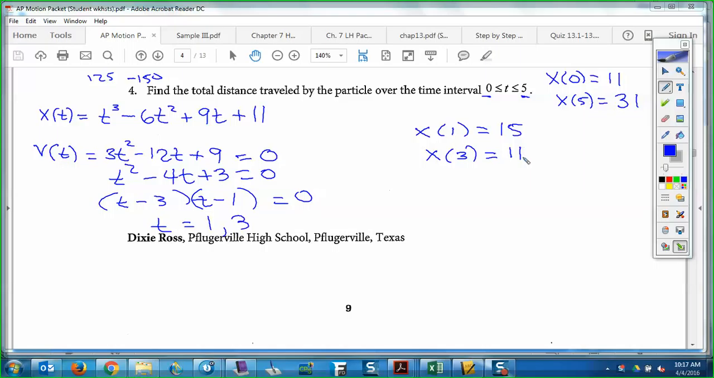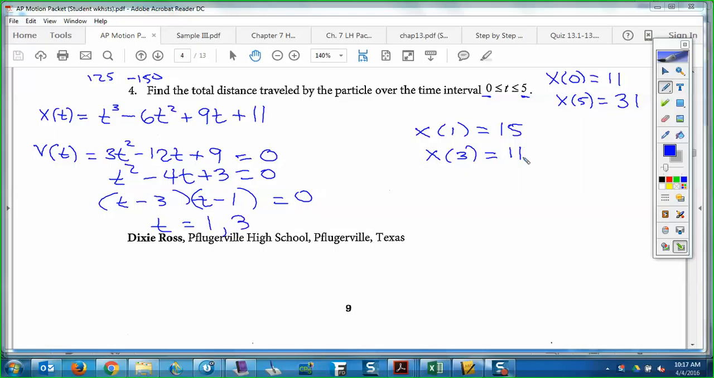So we've got a decent picture now of what's going on. It started at 11. It went where? To 15. Then back to 11. And then to 31. That's what this particle did.